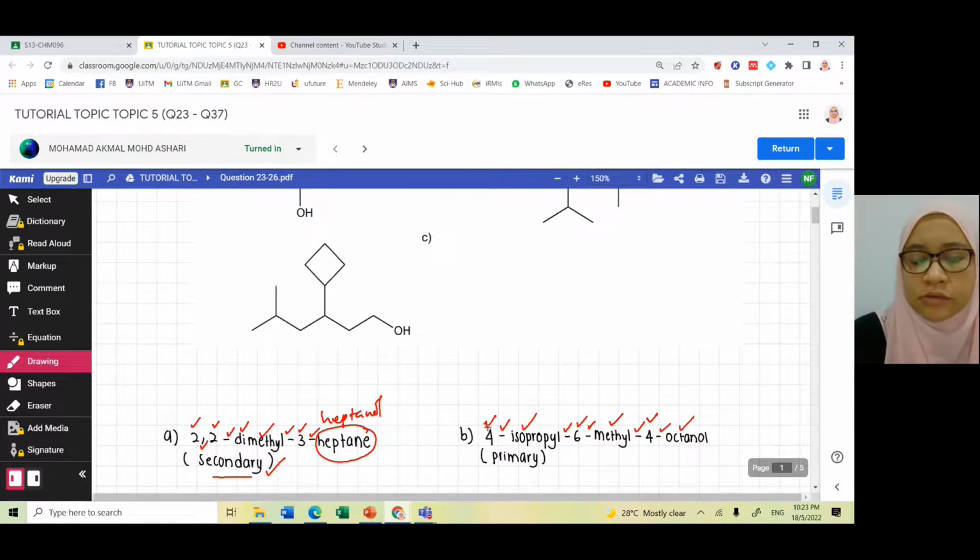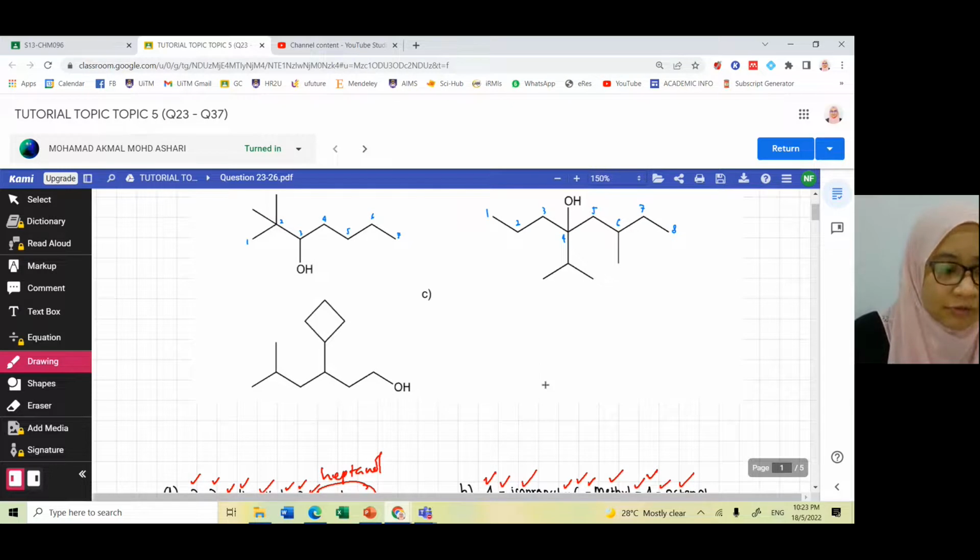So we have to compare in terms of the numbering. So it is 4-(1-methylethyl)-6-methyl-4-octanol, if you are going for complex substituents in the IUPAC naming style.